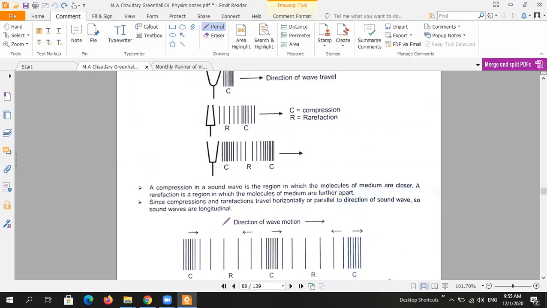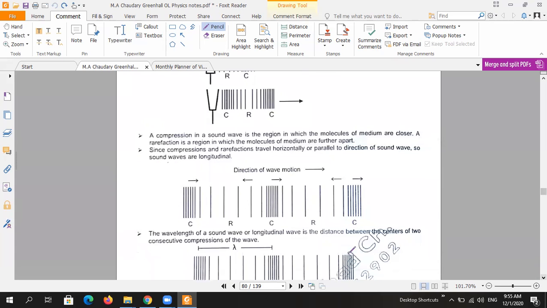So why is it a longitudinal wave? Since the compressions and rarefactions travel horizontally, you can see in this diagram, this is compression, and this one is rarefaction, and the direction is along the horizontal axis. Similarly, the direction of the wave motion, or the propagation of the wave, is also along the horizontal. So when these directions are parallel, the wave is known as a longitudinal wave.